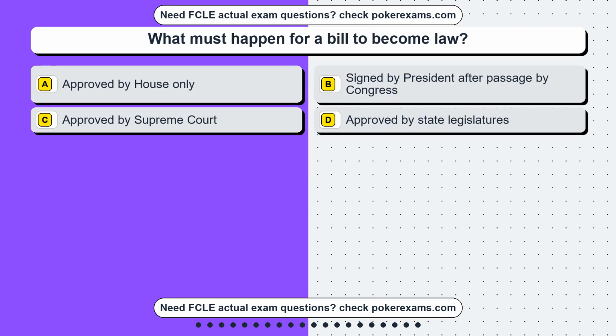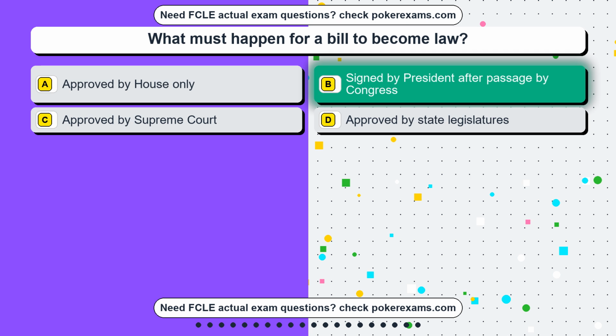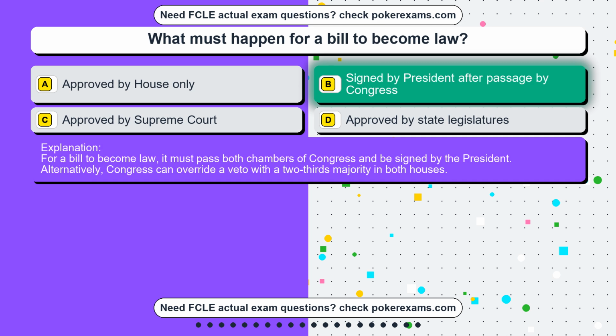Question 20. What must happen for a bill to become law? Option A, approved by House only. Option B, signed by President after passage by Congress. Option C, approved by Supreme Court. Option D, approved by state legislatures. The correct answer is option B, signed by President after passage by Congress. For a bill to become law, it must pass both chambers of Congress and be signed by the President. Alternatively, Congress can override a veto with a 2/3 majority in both houses.